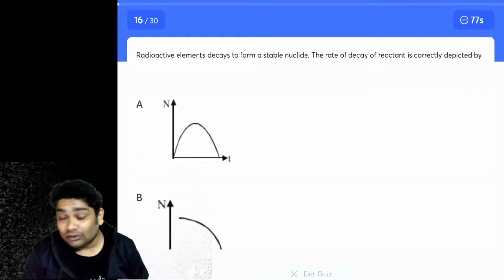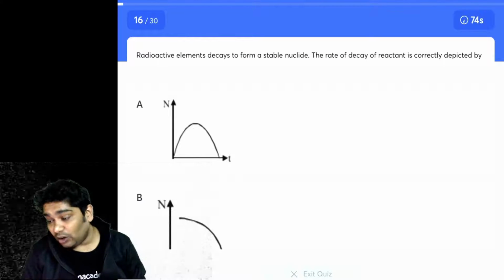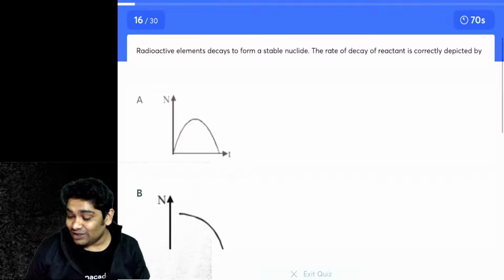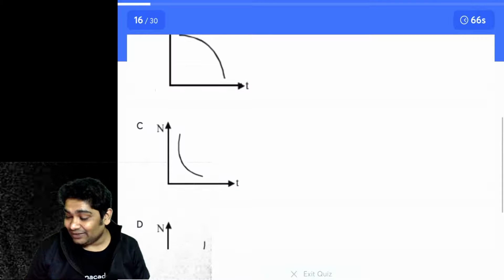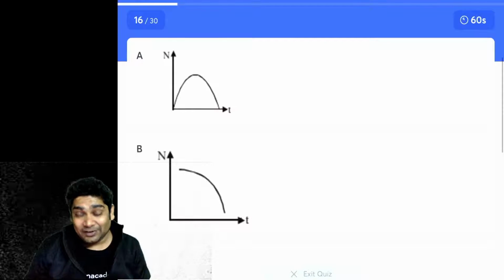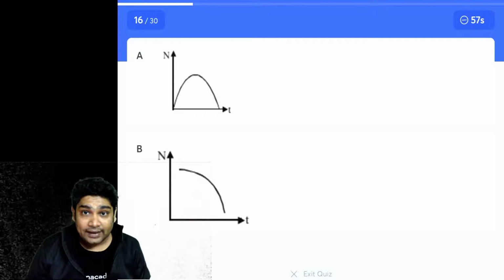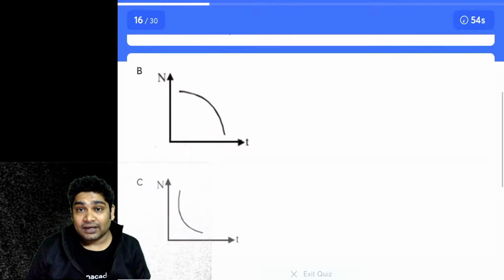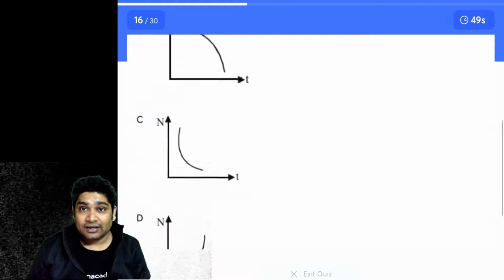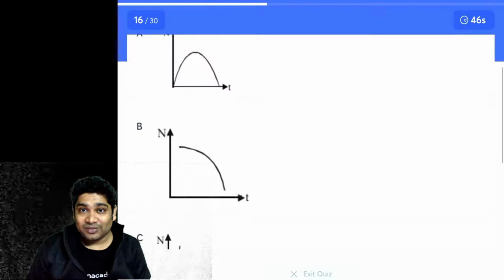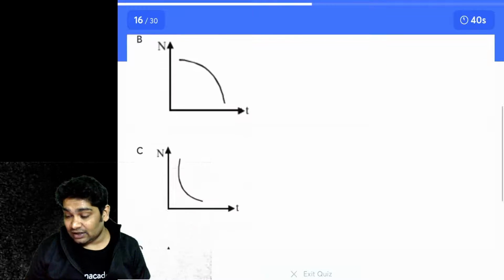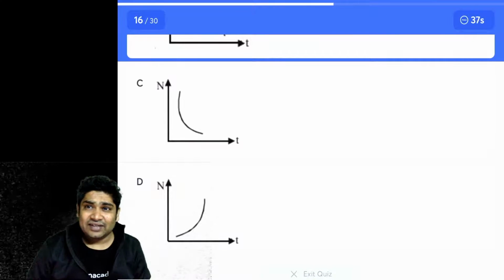That's the only thing. Now, the radioactive element decays to form a stable nucleus. The rate of decay of the reactant is correctly depicted as... So what is the rate of decay of a reactant? These are the four graphs. This should be super easy. Is the rate of decay depicted as A, B, C, or graph D? Take a look at the four graphs. Which one represents the rate of decay of radioactive elements? Again, this is a very simple question.